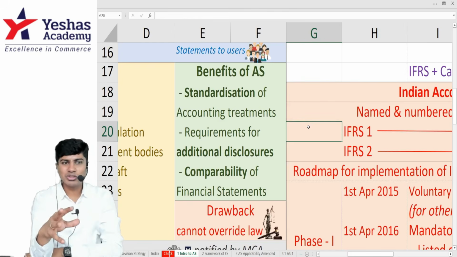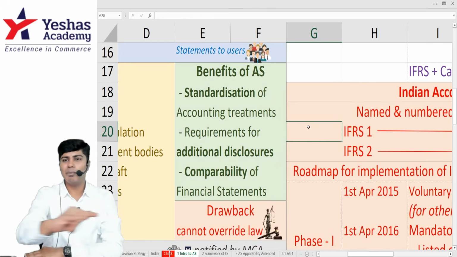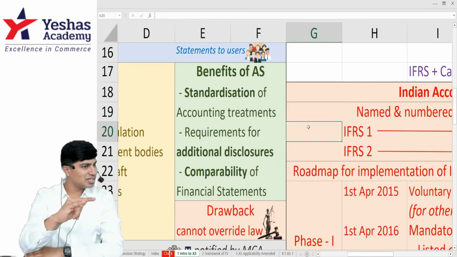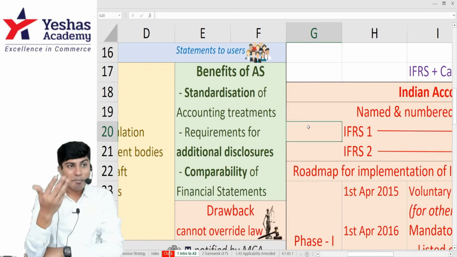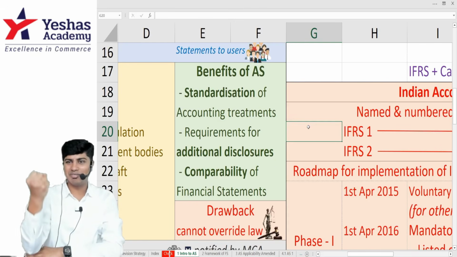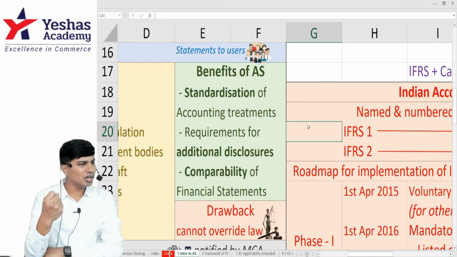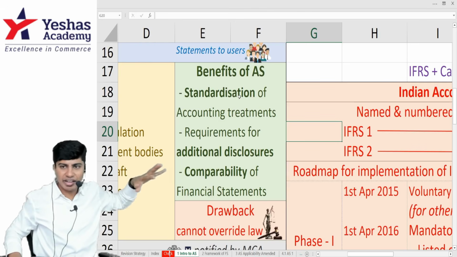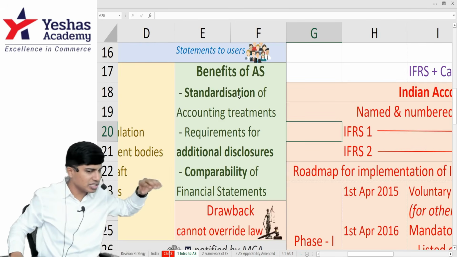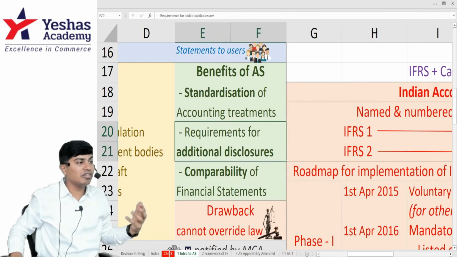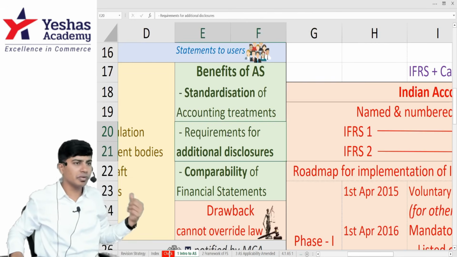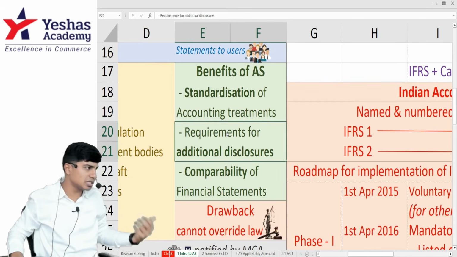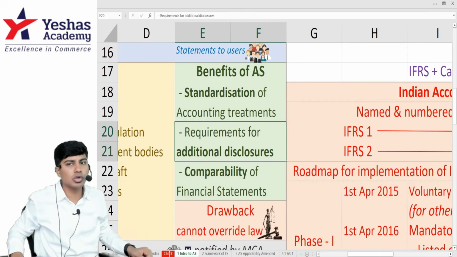Once accounting standards are issued, everyone is following the same policy. Uniformity is there, standardization is there, comparability will come, reliability will come. You can rely on whatever is being made. That is the benefit of accounting standards. Number one, standard. Everything will become standard. Everyone will follow the same thing. Second one, additionally, a lot of things will be asked to be disclosed. Whatever law asks us to disclose, we will disclose. Beyond that, we'll be asked to disclose more.